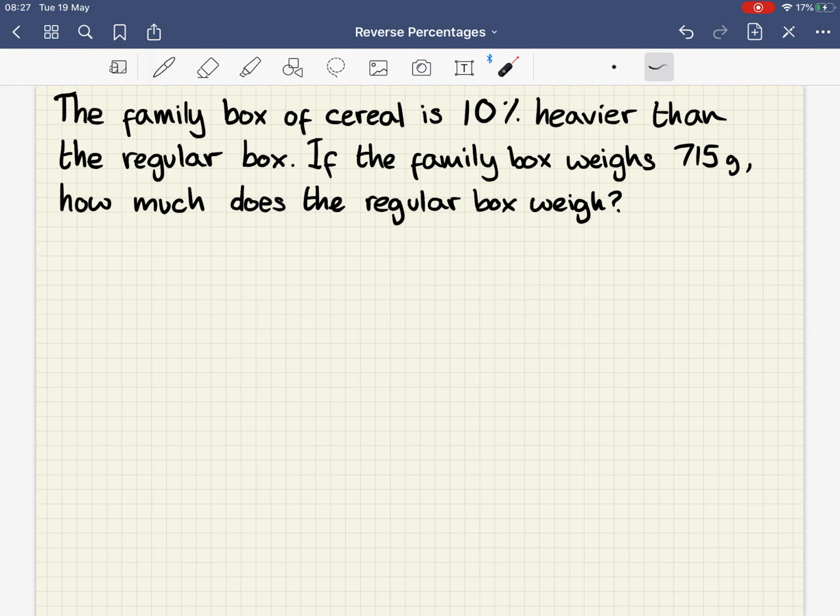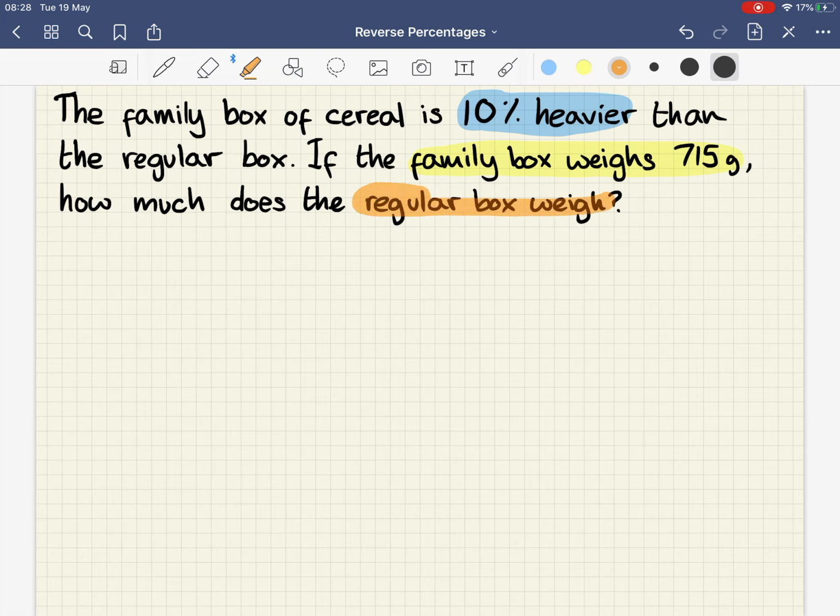Okay, so a family box of cereal is 10% heavier than the regular box. So let's highlight that 10% heavier. If the family box weighs 715 grams, how much does the regular box weigh?